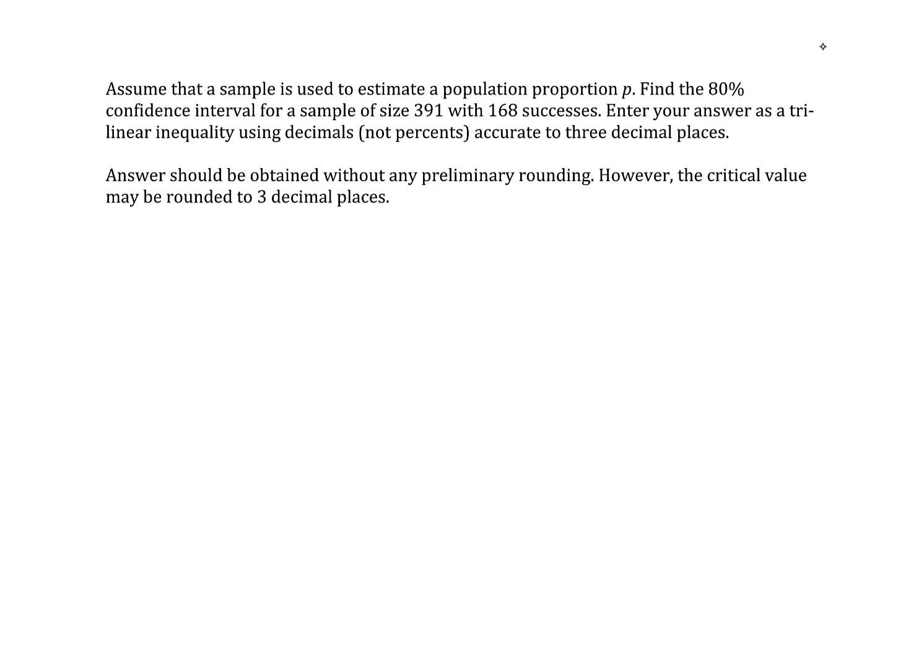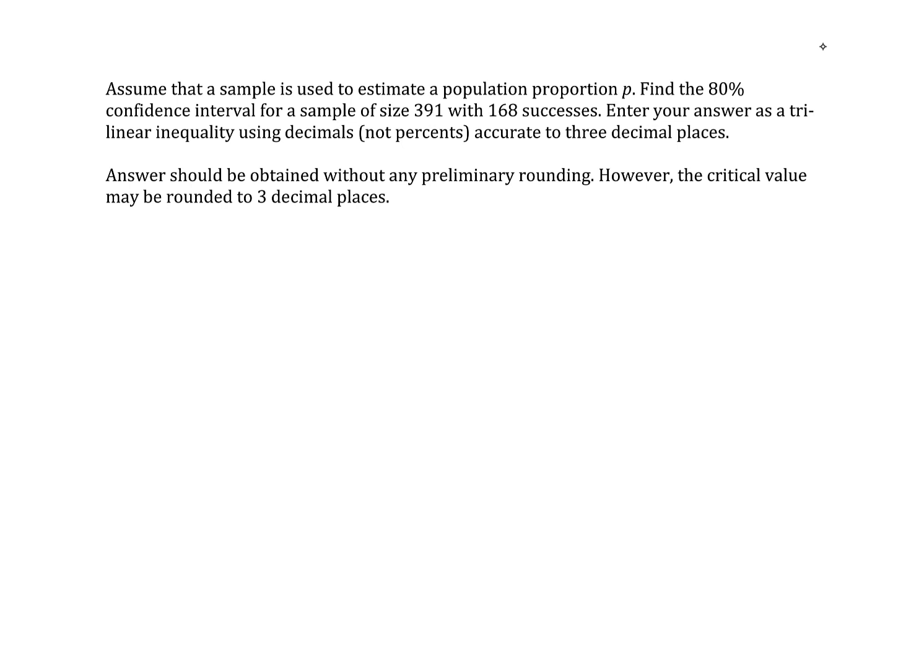Assume that a sample is used to estimate a population proportion p. Find the 80% confidence interval for a sample of size 391 with 168 successes. Enter your answer as a trinomial inequality using decimals, not percents, accurate to 3 decimal places. Answers should be obtained without any preliminary rounding. However, the critical value may be rounded to 3 decimal places.